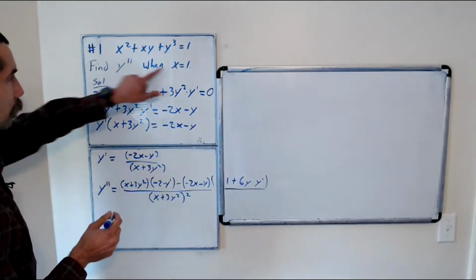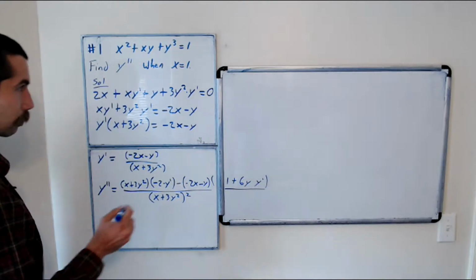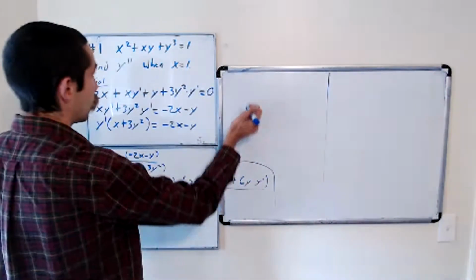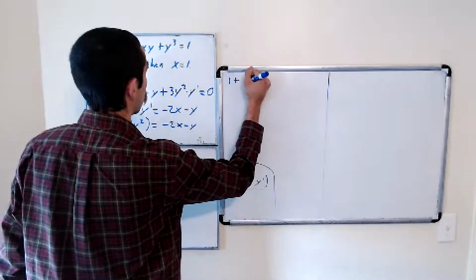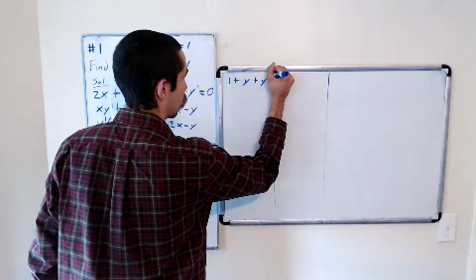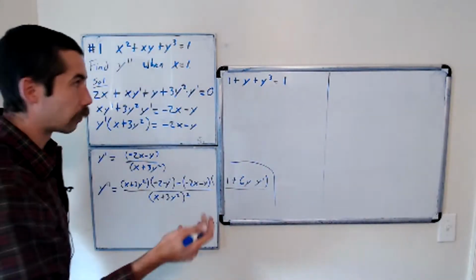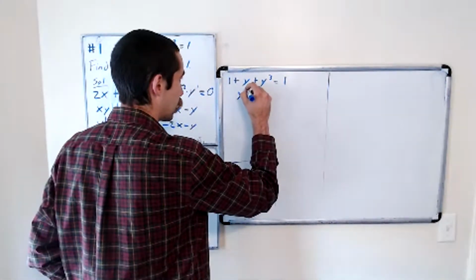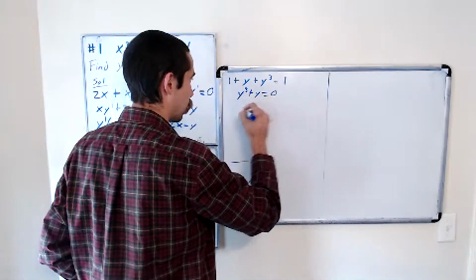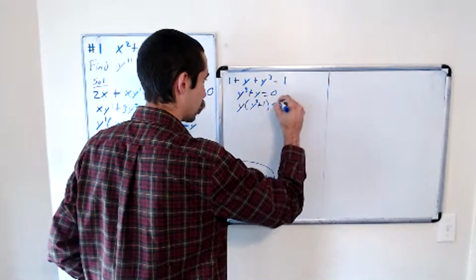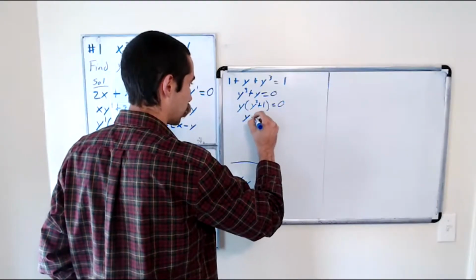The way we could do that is we just plug x equals 1 into this original equation, so I'll do it up here. So 1 plus y to the third is equal to 1. Solving for y, we have y to the third plus y equals 0. So y times (y squared plus 1) equals 0. There's only one solution, and that's y equals 0.